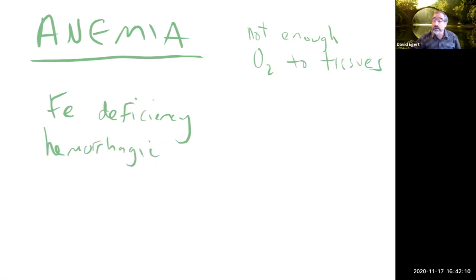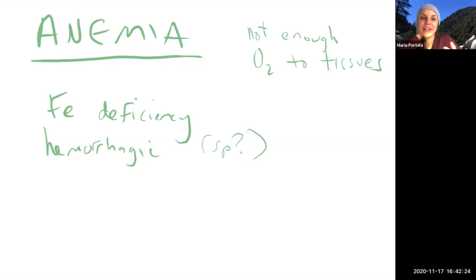hemorrhagic anemia. If you've just been bleeding a bunch, you don't have enough blood to carry oxygen. I don't remember the spelling exactly. You can have shape, a sickle cell, the shape of red blood cells.